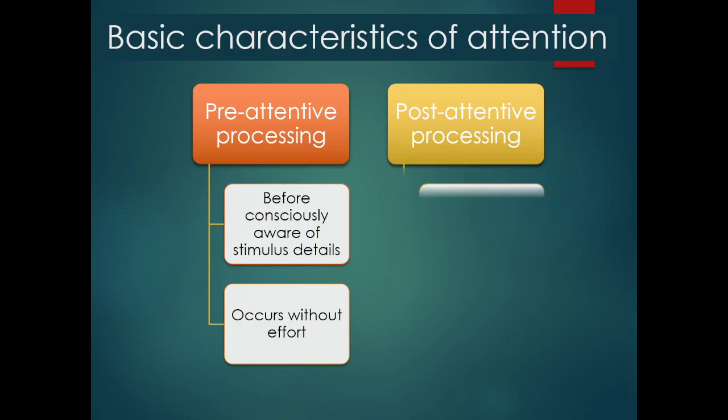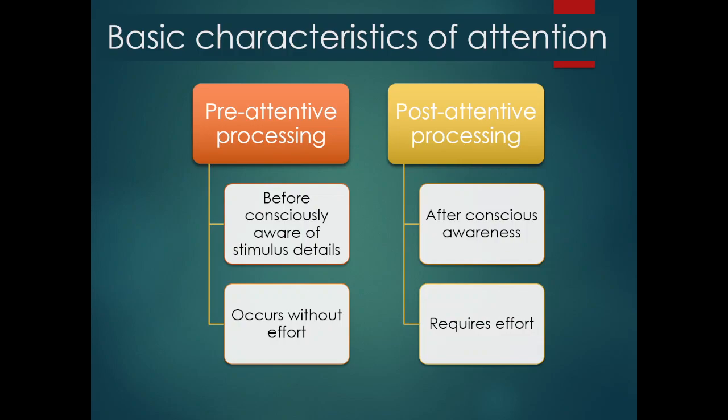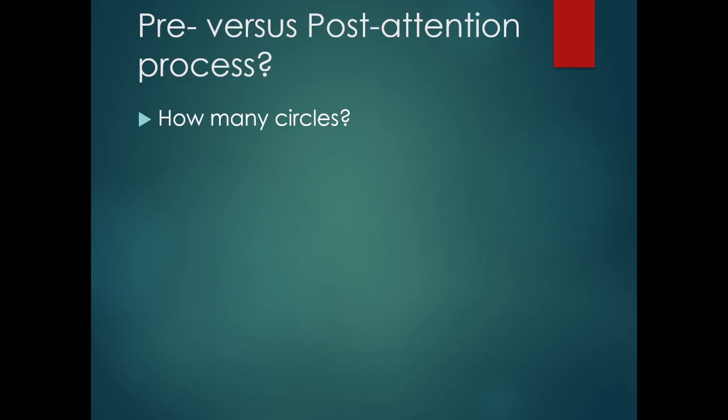Post-attentive processes are those things that are going to happen after you've become aware of the stimulus. Now that you're paying attention to it, you're going to be able to exert some kind of effort and actually deliberately process that information. So we're going to be a lot more interested in those kinds of things that happen with effort, because the ones that happen pre-attentively, you generally don't have any control over. They're just happening. So we're going to focus most of our attention on these post-attentive processes.